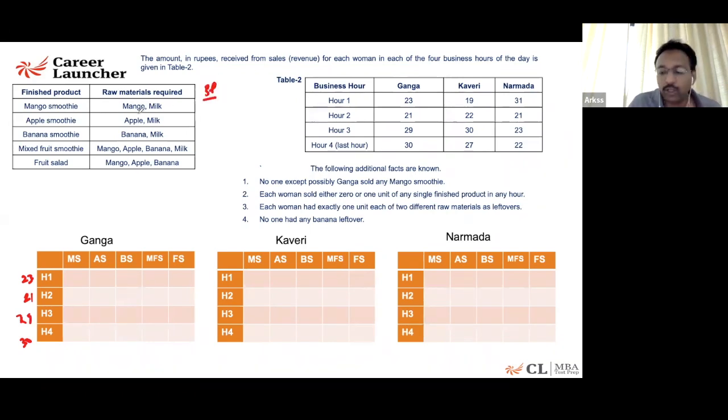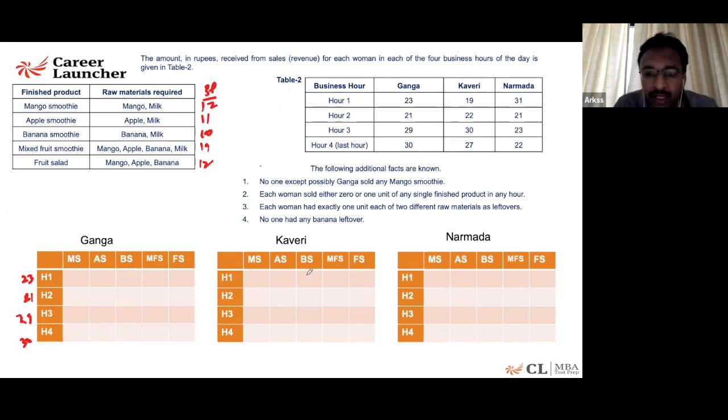Selling prices of mango smoothie was what? 12, 11, 10, 19, 12. Correct? Now, just to understand this, for example, Kaveri is 19 rupees she got. There's no other way to get 19 except selling the mango fruity. That's very, very clear that she is selling MFS. But anyway, let me read some of these. No one except probably Ganga sold any mango smoothie. That 12 rupees mango smoothie will not be for Kaveri or for Narmada. At most, it can be for Ganga.